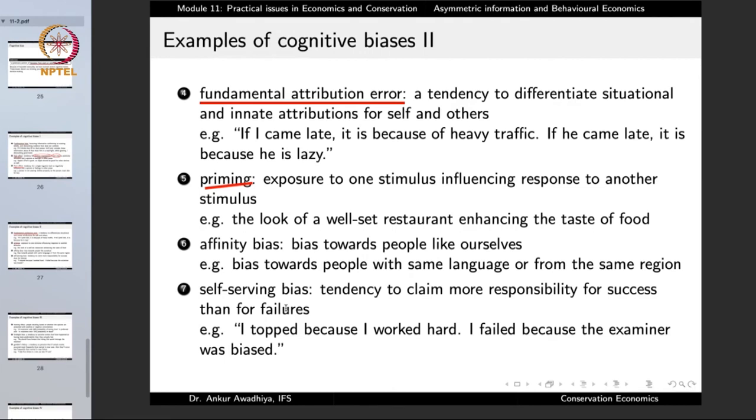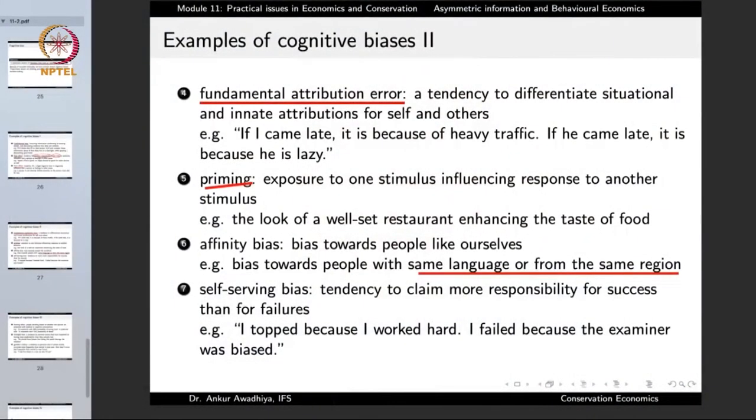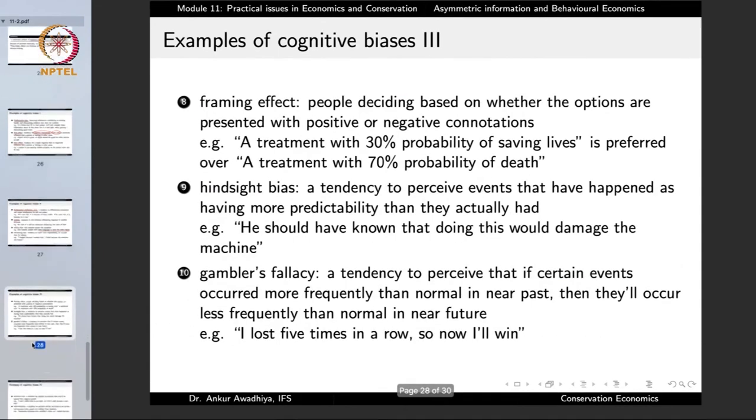Affinity bias. Bias towards people like ourselves or people with the same language or from the same region. We have observed that this is a major reason for discrimination in the labor market. But still people do it. Self-serving bias, a tendency to claim more responsibility for success than for failures. I passed because I worked hard. But then if I failed, it was because the examiner was biased. So we are always self-serving.